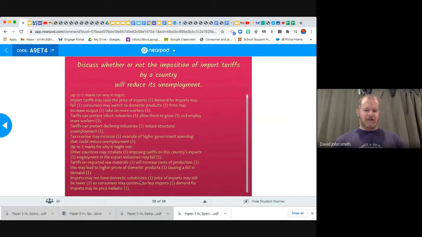Imports may not have domestic substitutes. Therefore the price of imports may be lower, so consumers may still buy them. Demand for imports may be price inelastic, so therefore it won't have any particular effect on unemployment at all. Now that's good.